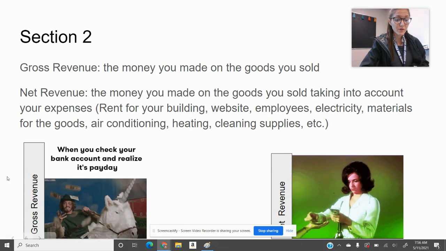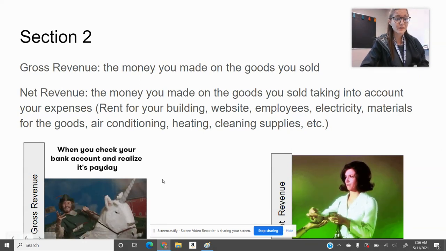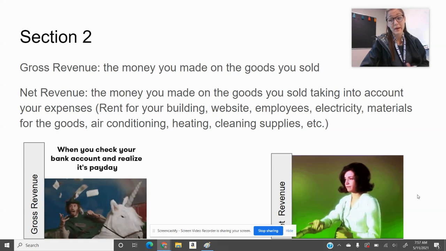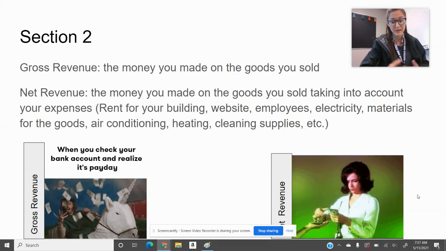So your gross revenue is like this, right? Where it feels like you have a lot of money, and then your net revenue would be something like this after you've paid all the bills. Whatever your leftover is, that's kind of your profit.